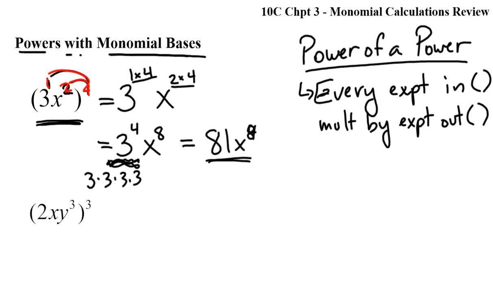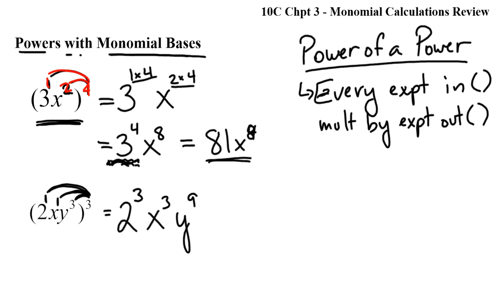So if we take a look at the second example that's there, how many exponents are inside the brackets? Well, don't forget your coefficient has an exponent 1 and the x has an exponent 1. So this 3 on the outside needs to multiply 3 times. We end up with 2 to the 1 times 3, x to the 1 times 3, and y to the 3 times 3, which gives us a y9.